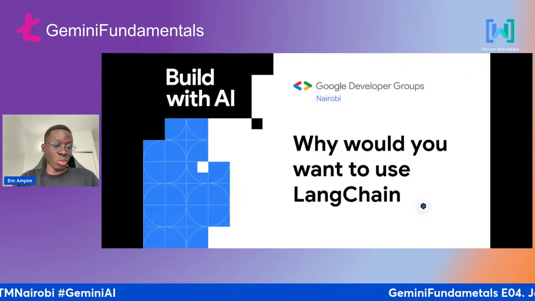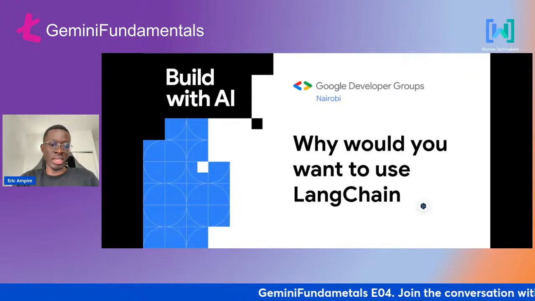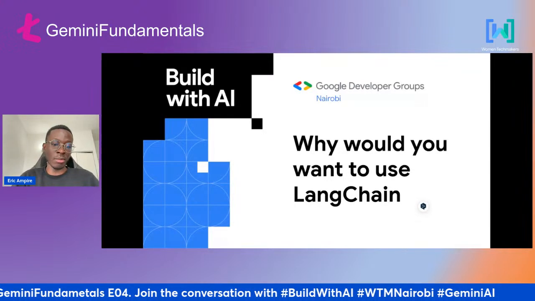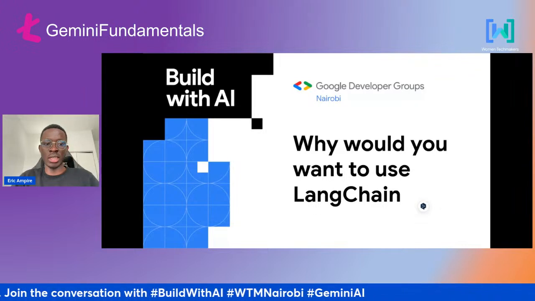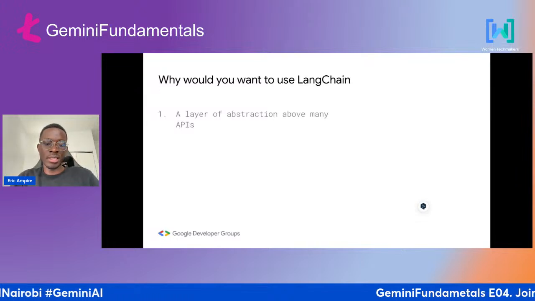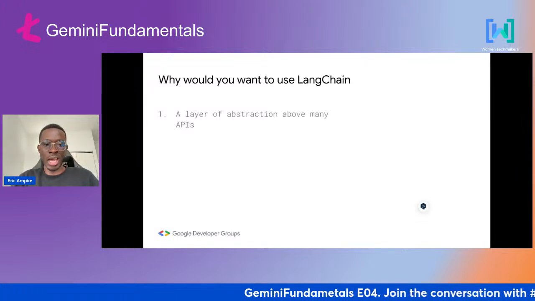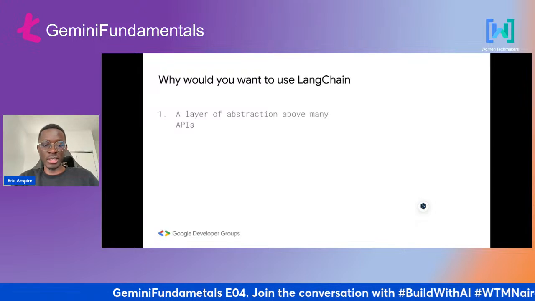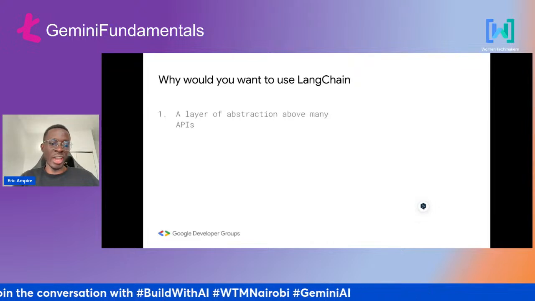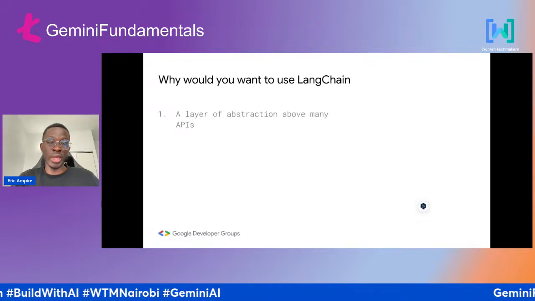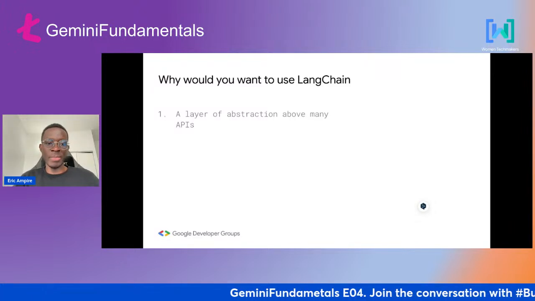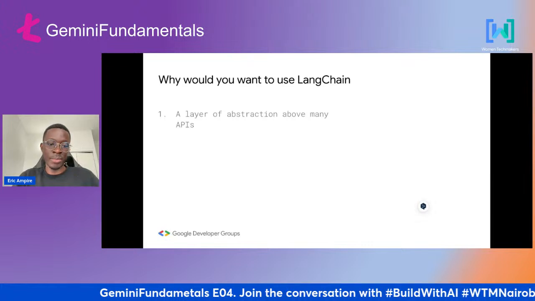So why would you want to use LangChain? There are a bunch of reasons. I think Marvin also took the time to explain some of them, but I will try to point out a few. The first one is that LangChain has a layer of abstraction over many APIs. For example, as we are going to see in a couple of moments, LangChain creates an abstraction on top of different kinds of LLM, which allows you to create complex applications by combining several LLMs into a single application, as you are going to see shortly in the demo.